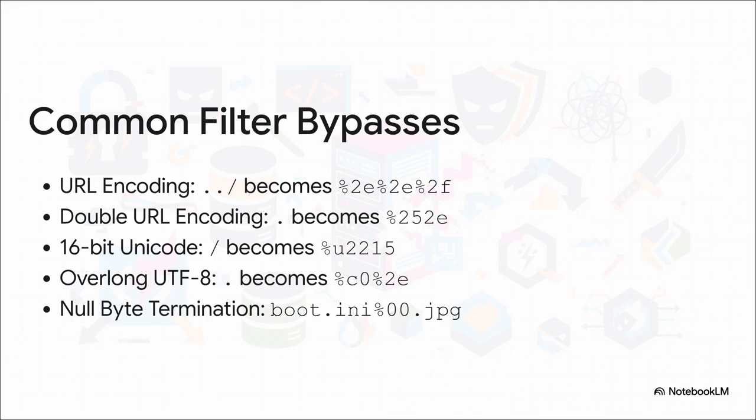And one of the sneakiest tricks is something called null byte termination. The attacker might provide a path that ends with a null byte character followed by .jpg. The application's security check sees the .jpg and thinks everything's fine, but when it passes the path to the file system, the file system sees the null byte as an end of string marker and just ignores the .jpg part completely.